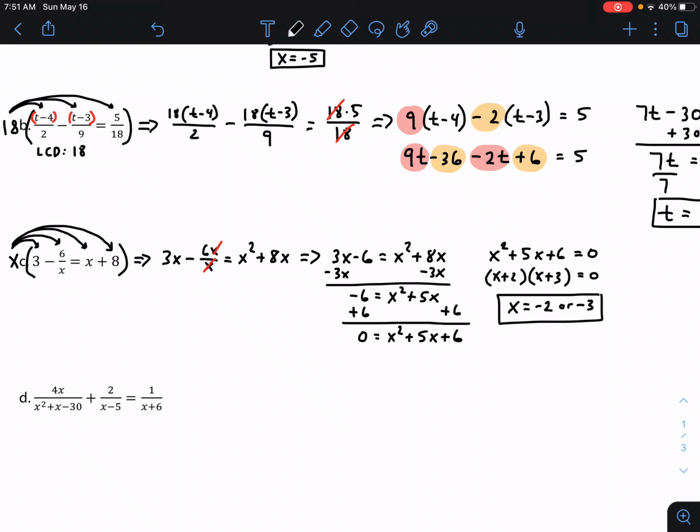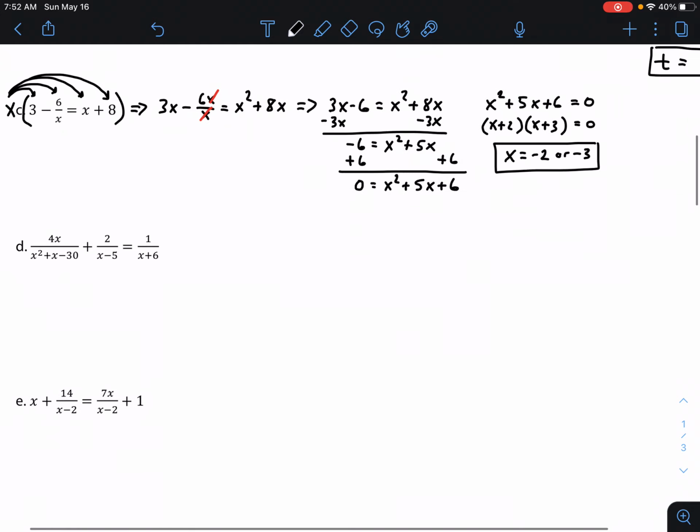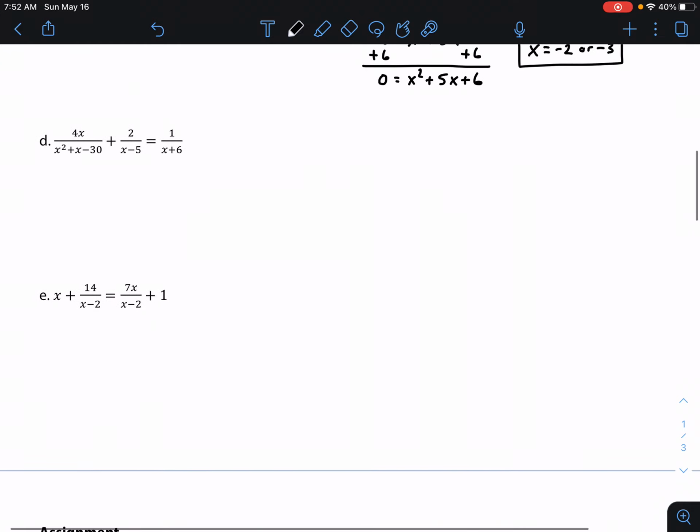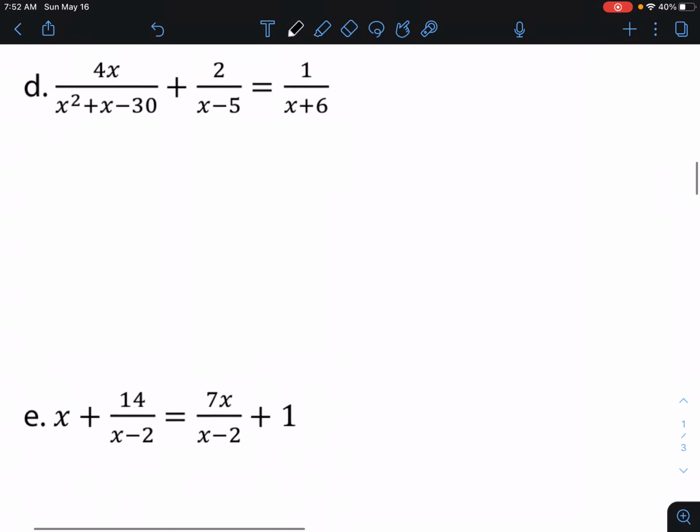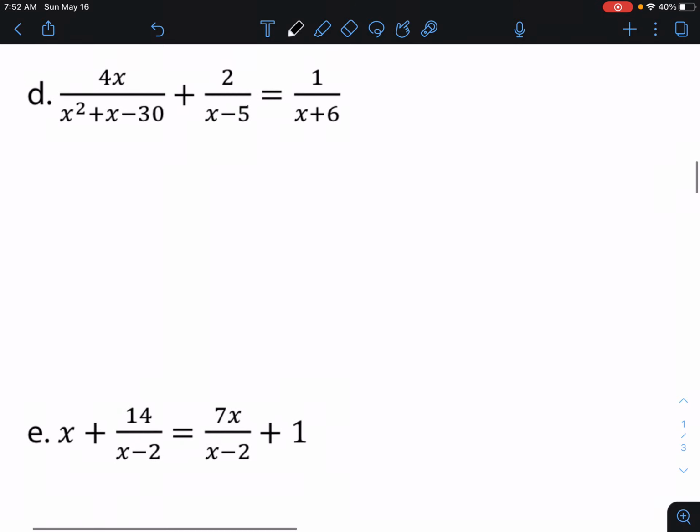Now, if you ever run into a situation where one of your answers makes the denominator of a fraction 0, then we have to eliminate that answer. And hopefully it's going to happen in one of these last two. We're going to find out. All right, here we go.